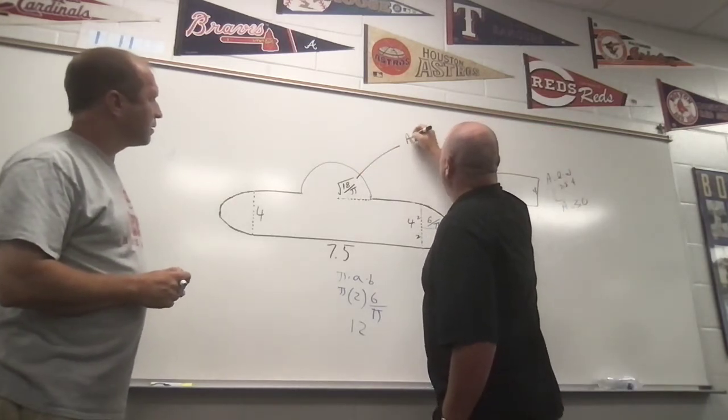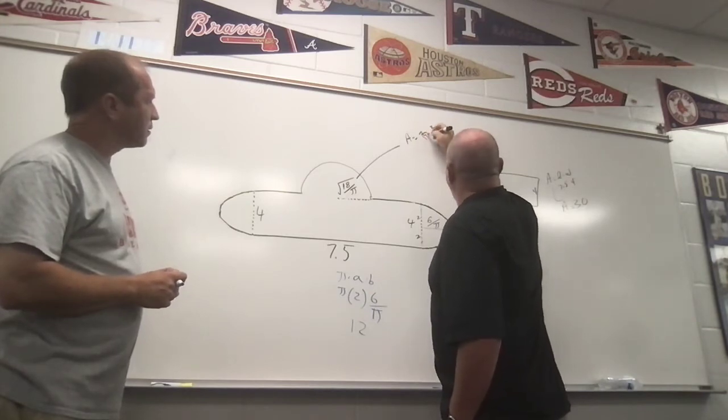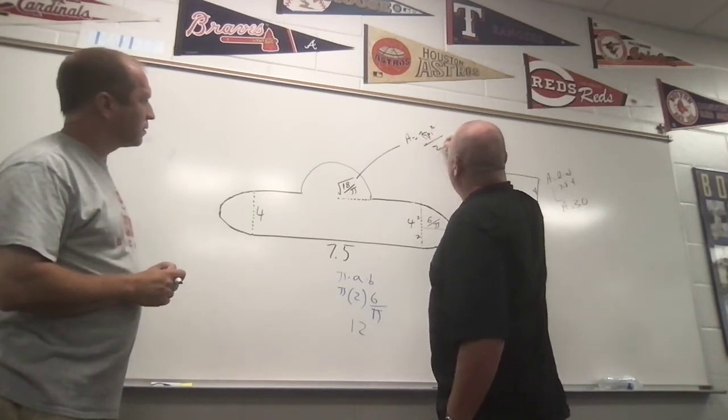So we know that the area of a circle is pi r squared. But for a semicircle, we're going to cut it in half.